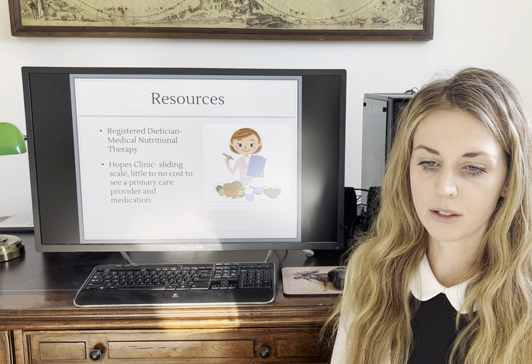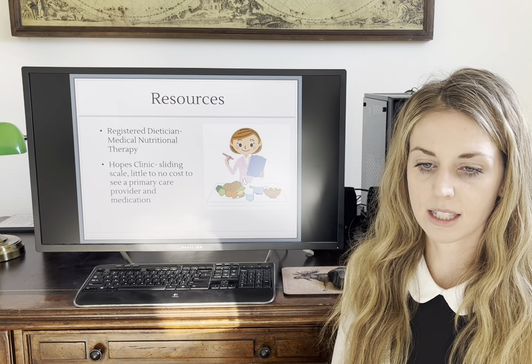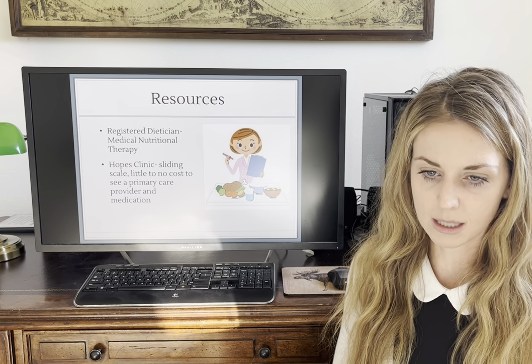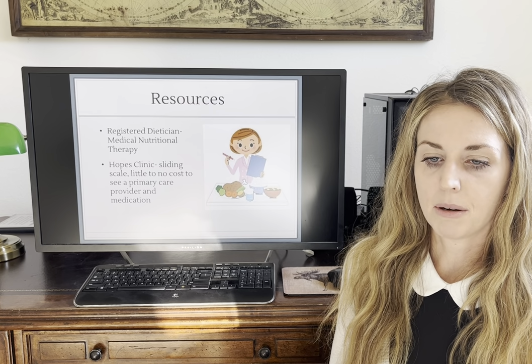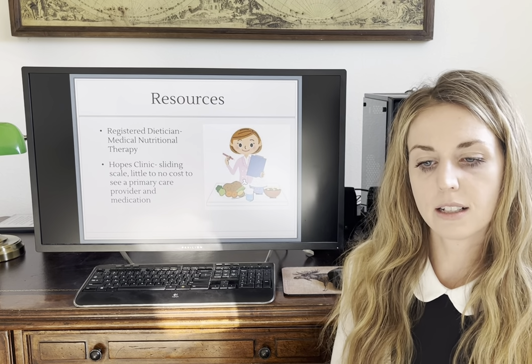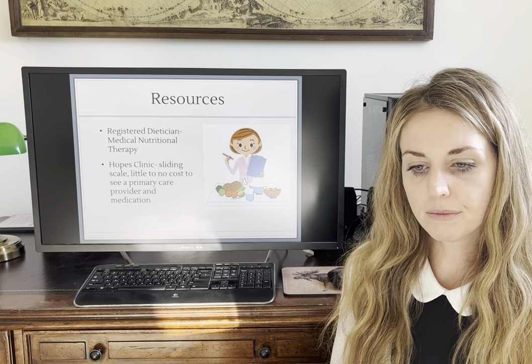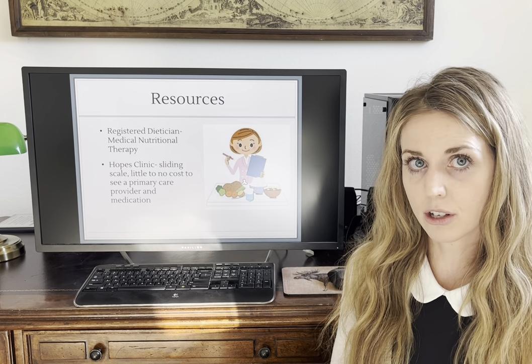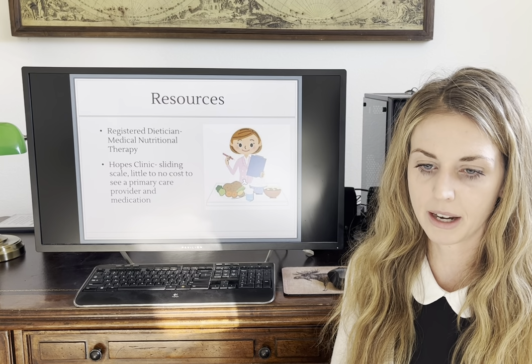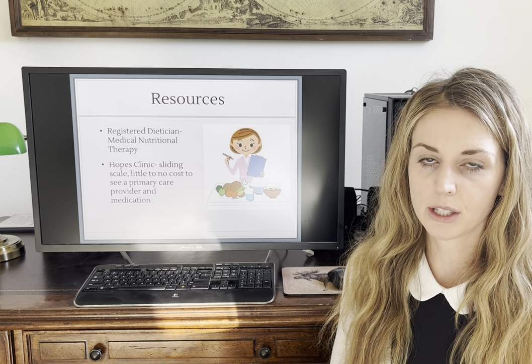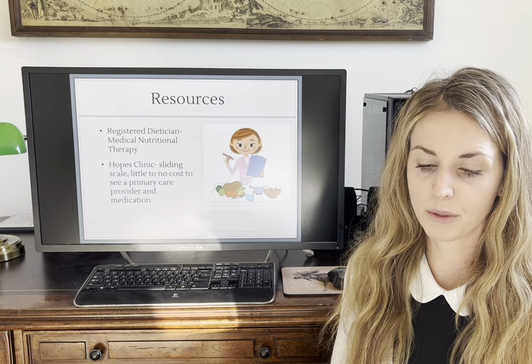And then I would also educate the students that right next to our hospitals downtown, there is the Hopes Clinic, and they provide care to patients that are underinsured or not insured. They do a sliding scale, so there's little to no cost to see a primary care provider. And they also have a pharmacy, so they provide the patients with their medications.